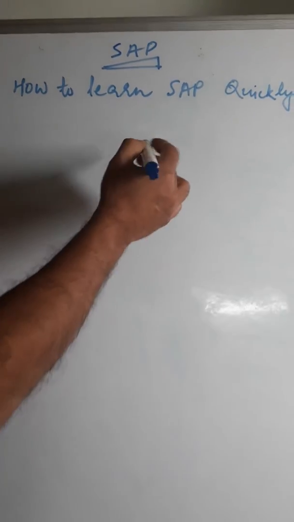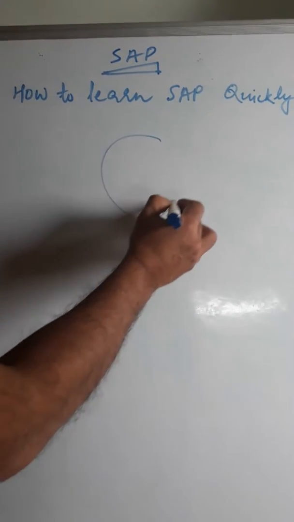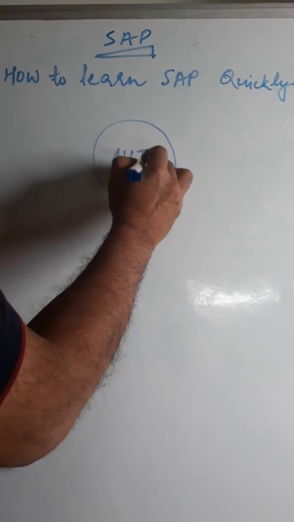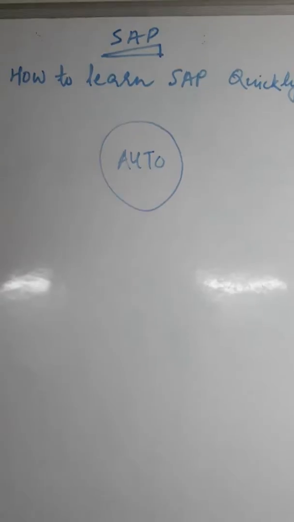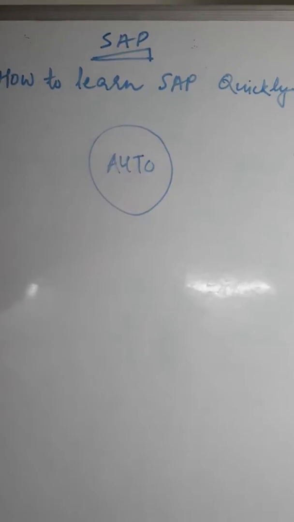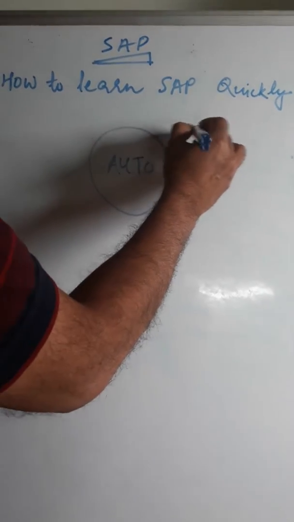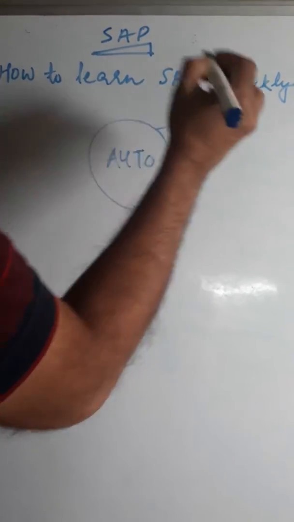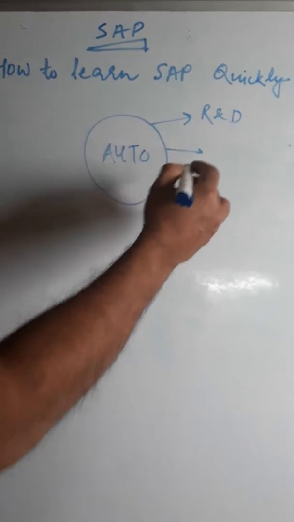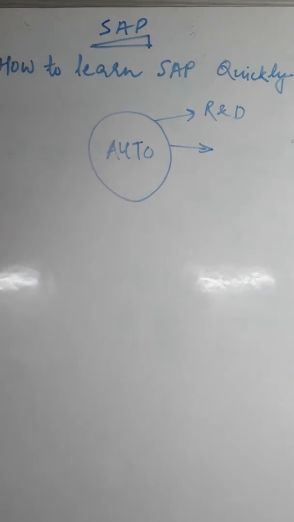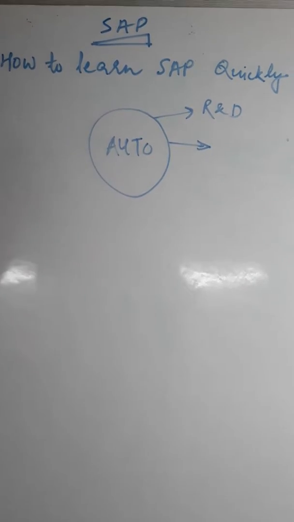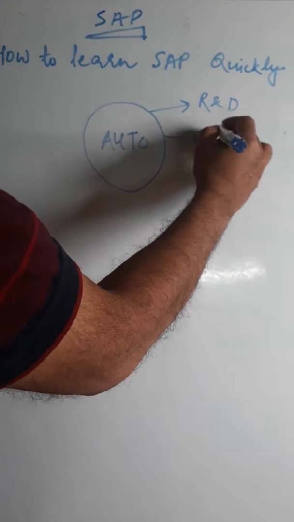So if we take an industry, consider we take an auto industry. What are the different processes or functions within this industry? The auto industry has to do its own research and development, R&D. It has to work with materials management, how storage is done, how procurement is done, how vendor management is done.